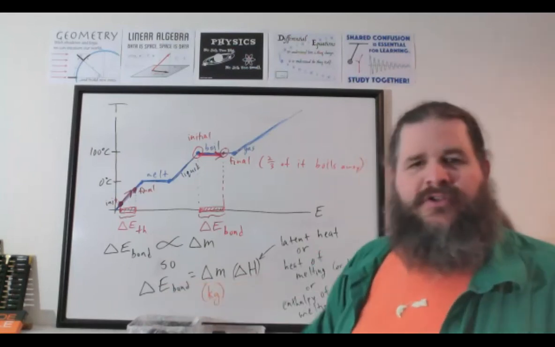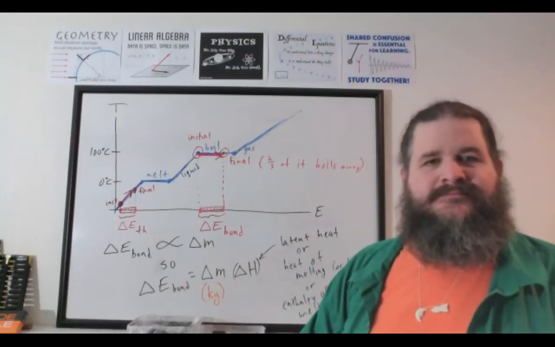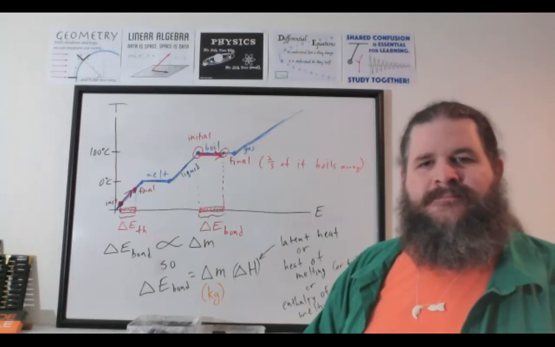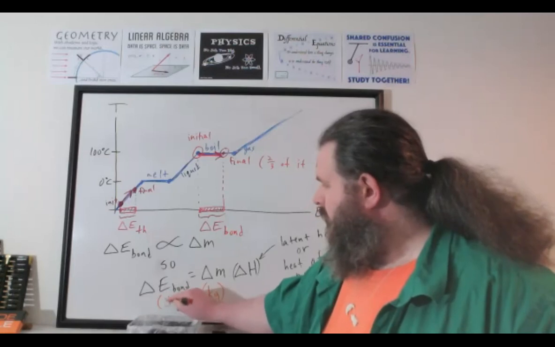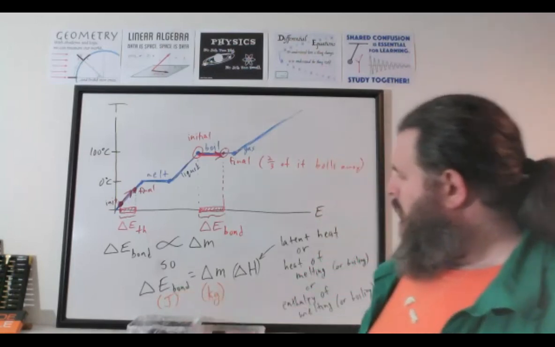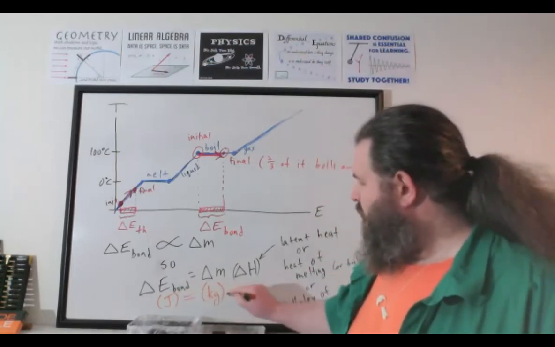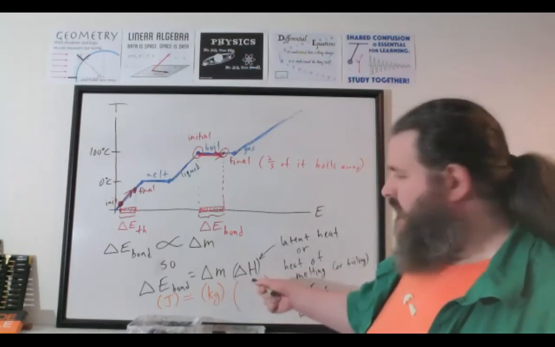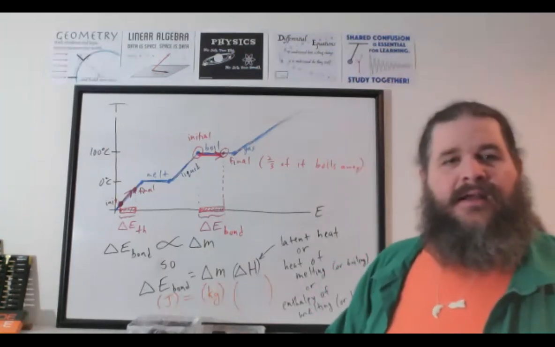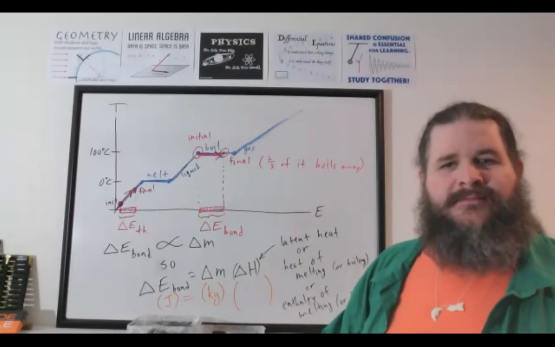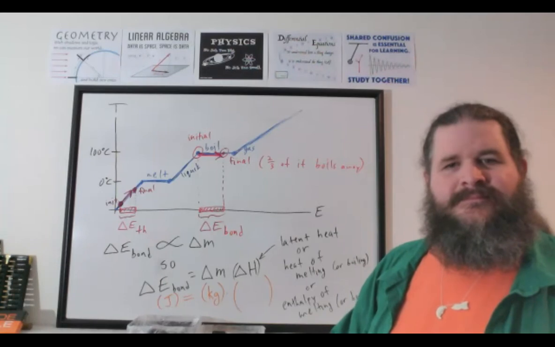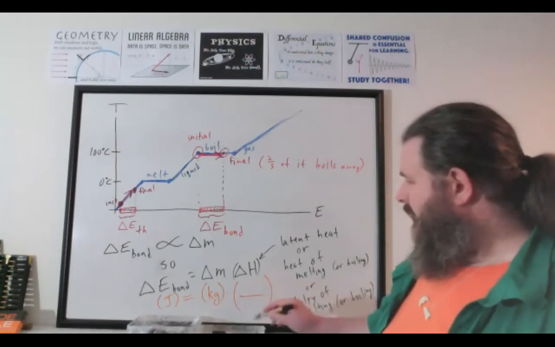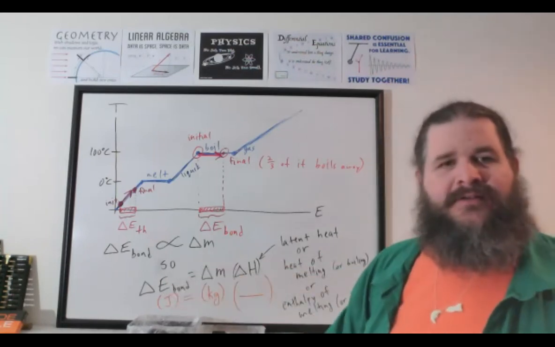And what units do we usually use for energy? Yeah, joules or sometimes kilojoules. Which means in order for these to match up, what units does delta H have to be measured in order for this to even work? What fraction would have to go here to make these sides equal to each other?